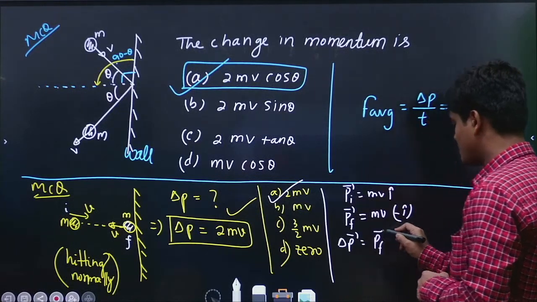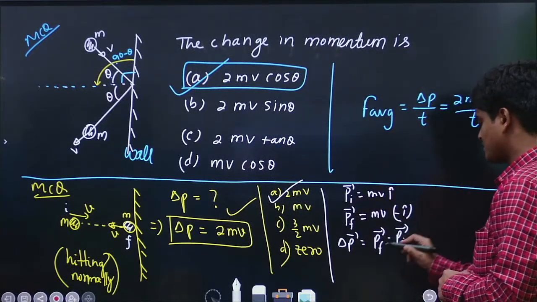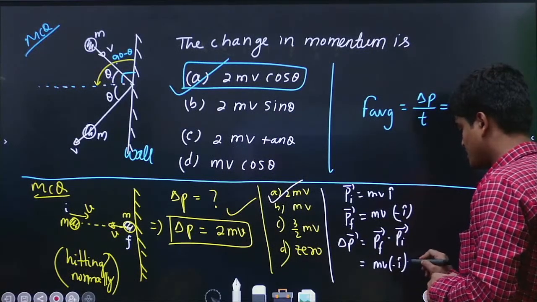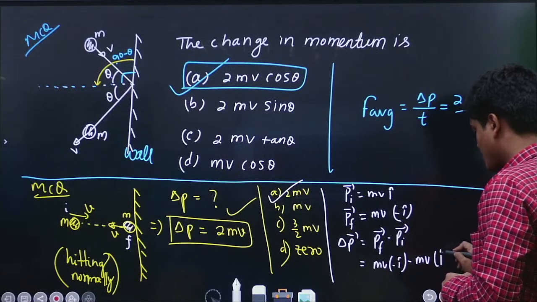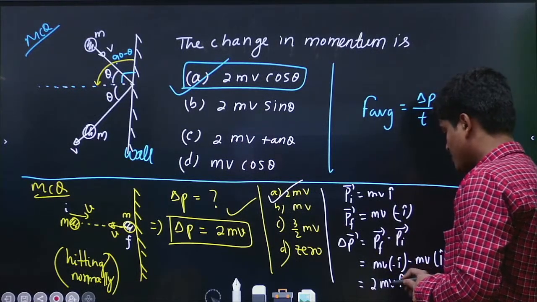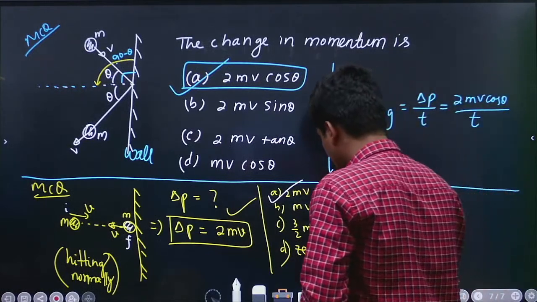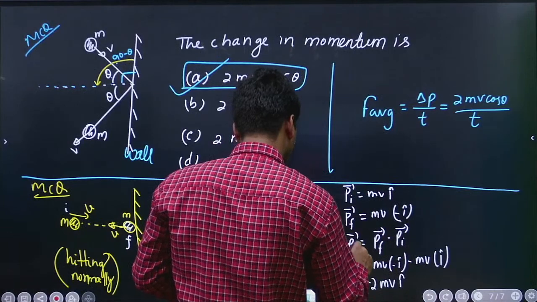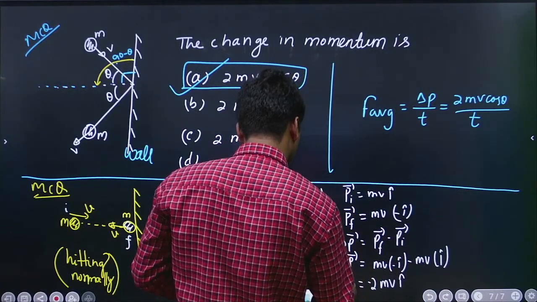P final minus P initial vector. So it is your mv minus i minus mv i. Now how much is it coming? Minus 2mv i. So this is your change in momentum, but it is in vector format. Remember, change in momentum in vector format.